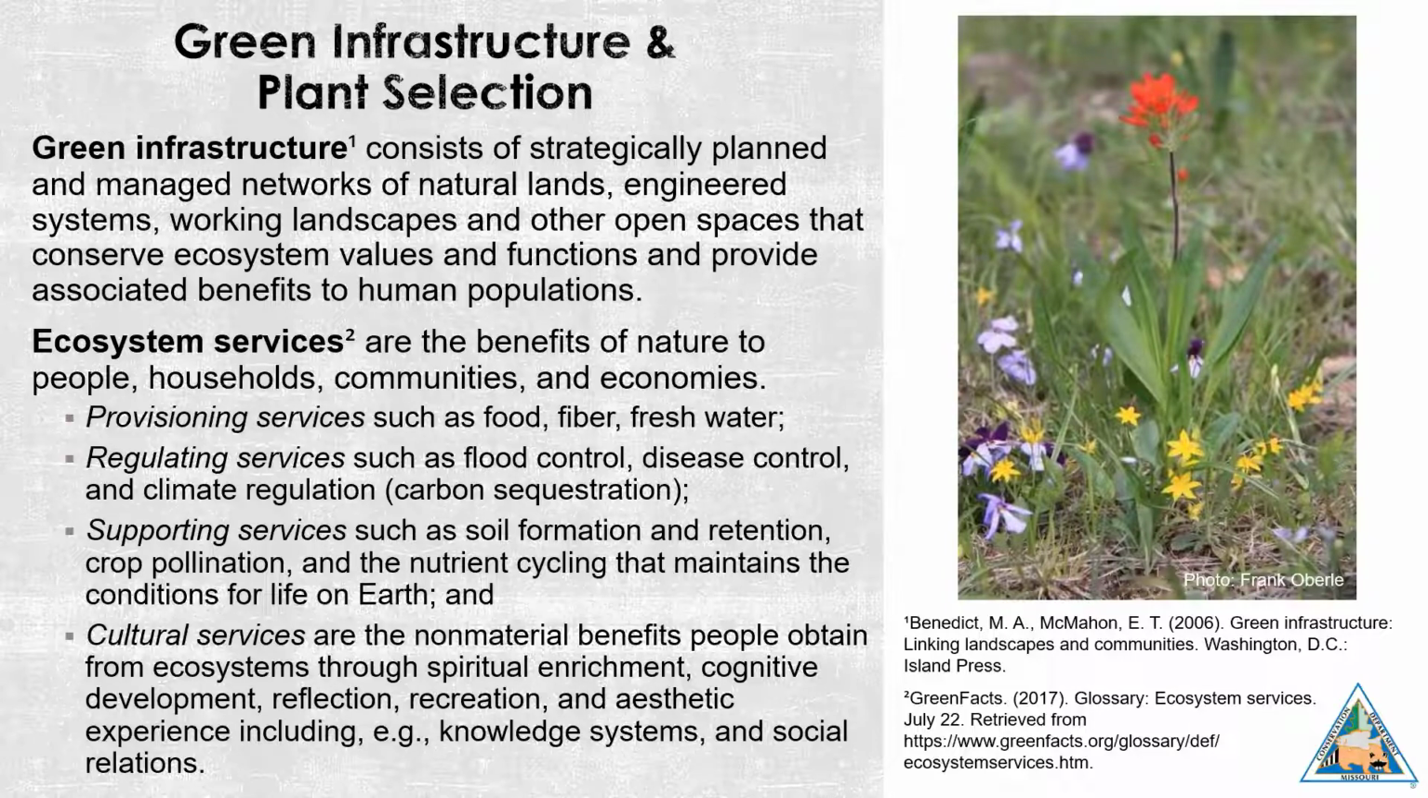Now, that definition included ecosystem values. So let's move on now to ecosystem services and what that means. Those are the benefits of nature to people, households, communities, and economies. Ecosystem services can be broken down into 4 large categories. Those include provisioning services. So this is when nature provides us with food, fiber, and fresh water. Regulating services, those happen when nature does such services as flood control, disease control, or climate regulation. Supporting services happen when nature helps with soil formation, soil retention, crop pollination, and even nutrient cycling.